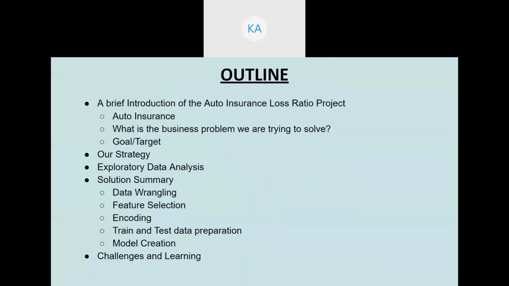This is a brief outline of what we will be discussing today. 1. We will briefly introduce the main subject of our project, what our essential problem was, and our goals. We will then discuss our personalized strategy for approaching the project that included exploratory data analysis with descriptive statistics. We will then break down our solution for the project. This included extensive data wrangling, feature engineering and selection, encoding, train and test data preparation, and the modeling phase. Lastly, we will discuss the challenges we faced while working on this project, and most importantly, what we have learned.